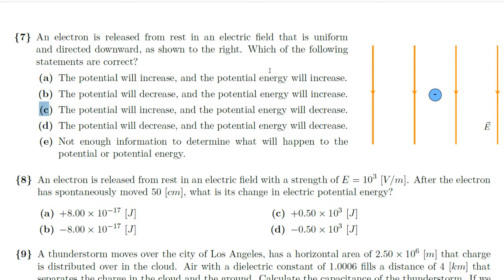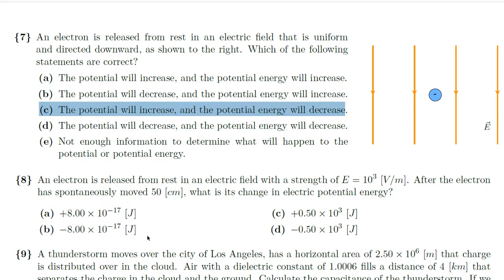But now, because it's doing it on its own, it prefers to move upwards on its own because it's released from rest. The process is spontaneous, and during spontaneous processes, such as a ball rolling down a hill, it loses potential energy. So the potential energy will decrease. The answer is C.